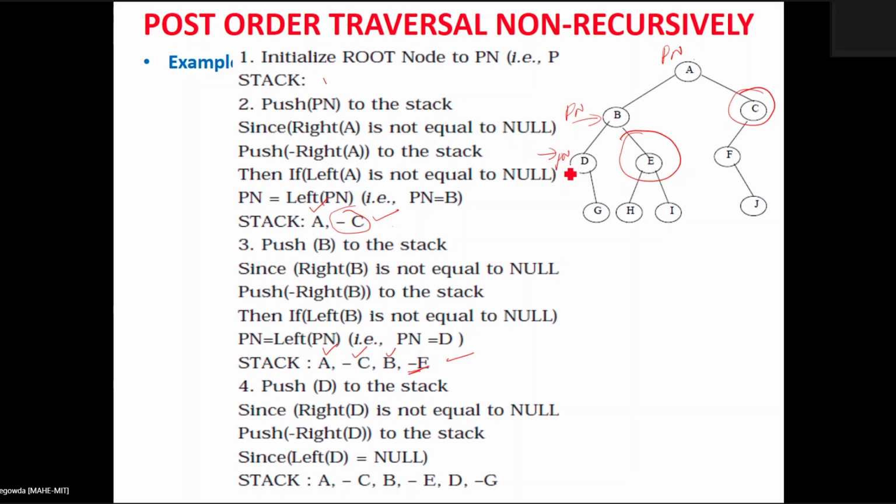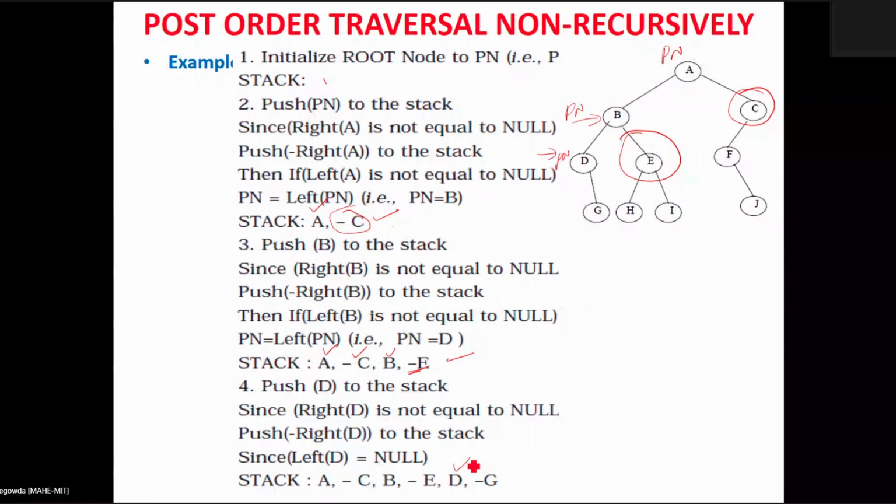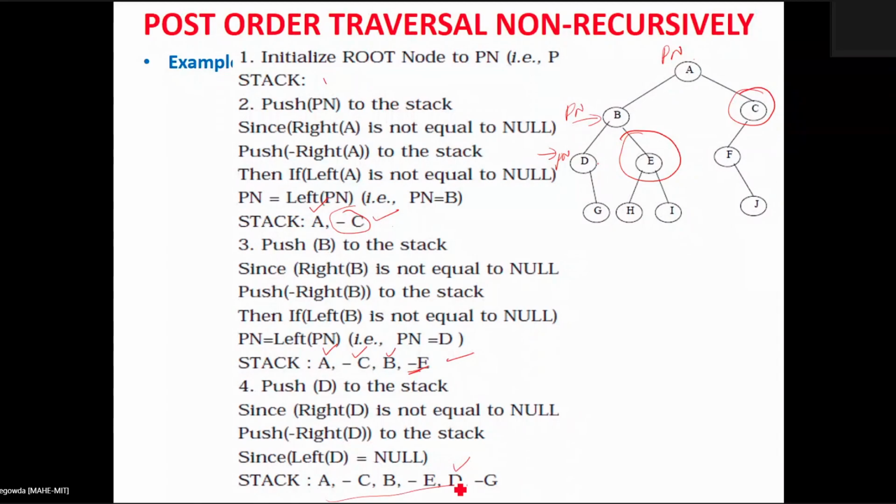Now Pn is pointing to the D value. When Pn is pointing to D, I push the D value onto the stack. Then I check whether the right subtree is there for D. Since it is there, I push the negated value of G onto the stack, so that at the end of this fourth iteration, the stack will hold the values A, C, B, F, D, and G.